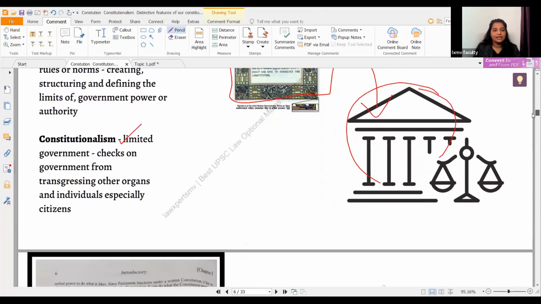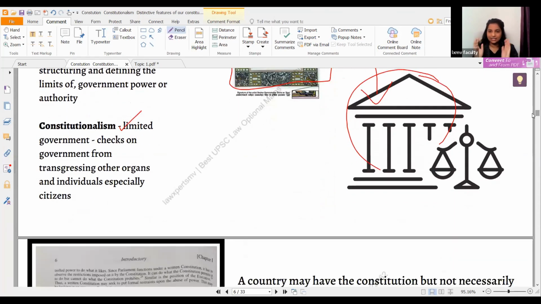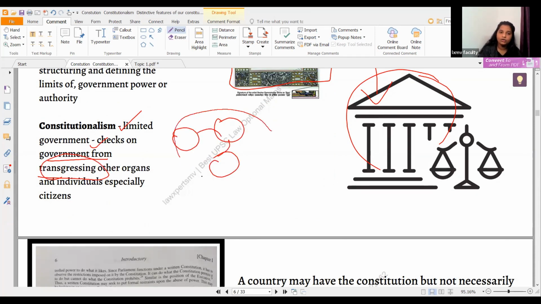Okay. So how is limited government constitutionalism? What is the meaning of this limited government? Very simple. You have checks on the government. I told you, right? There are 3 organs. They are not allowed to transgress on each other, and altogether they cannot transgress on the individual citizens. So this check and balance which is kept is called limited government. Okay. For the time being, you understand this.